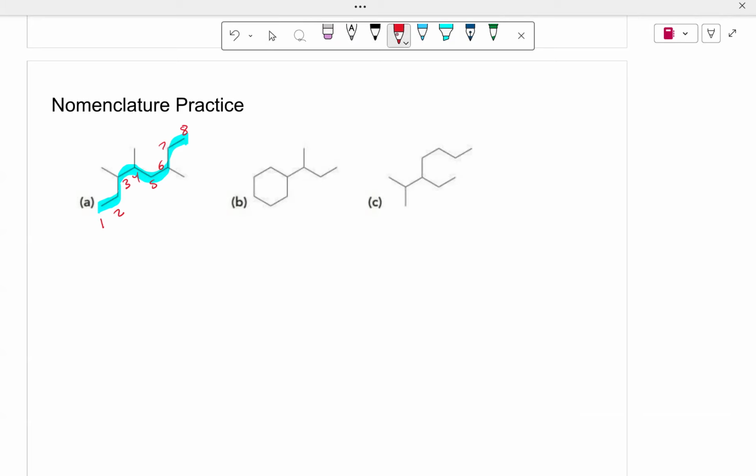Now, if you are wondering, well, why is that? If I go the other way, this methyl group here is also on number 3, but this gives this methyl 3 and this methyl group the next lowest possible value. So that's why I'm going from left to right. So I have methyl groups on 3, 4, and 6. So 3, 4, 6, trimethyl octane. And again, I use that numerical prefix because I have to tell the reader that there's 3 of the same group, 3 methyl groups.